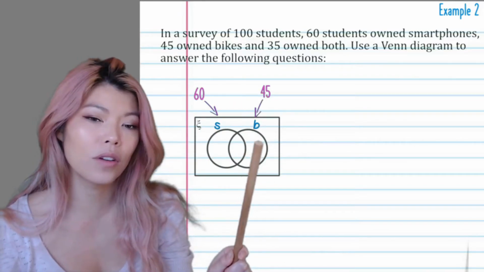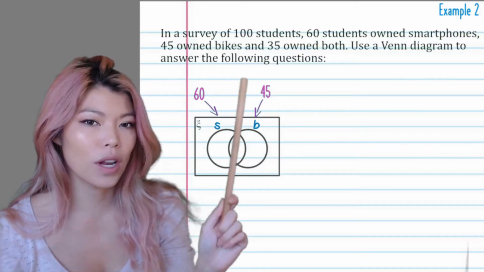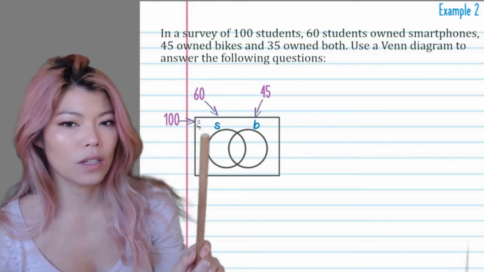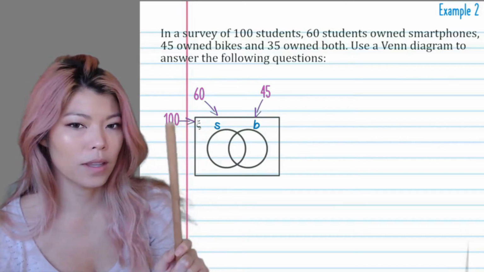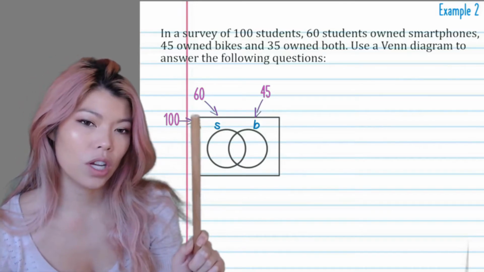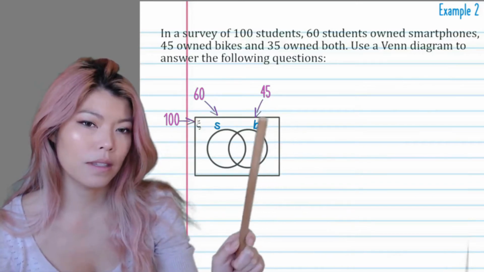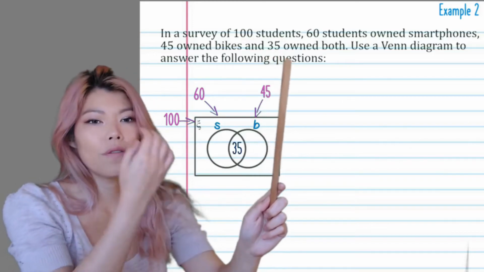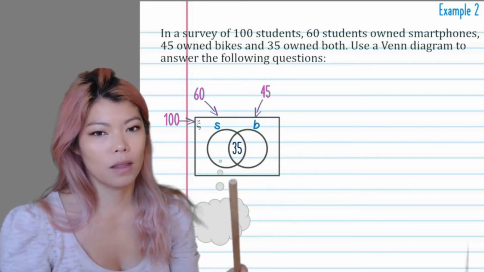So that 45 is going to remind me that inside the circle should add up to that. And then 100 students is the total. The total always goes next to the epsilon symbol over there. So that's the total. So whenever you need to check your Venn diagram, you add all the numbers inside and it should add up to that. What's the next piece of information? 35 own both. So let's put that in the middle.